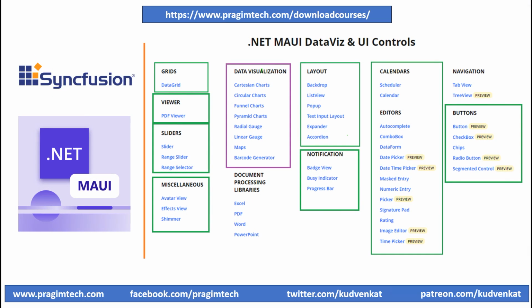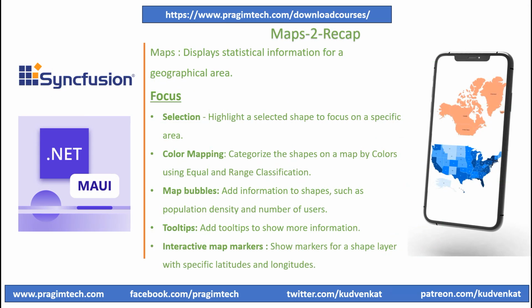In the previous session, we discussed the features of Syncfusion map control and explored selection, equal and range color mapping, map bubbles, tooltips, and marker features. Please review the previous session before proceeding.